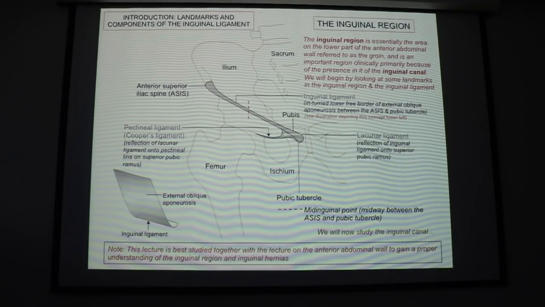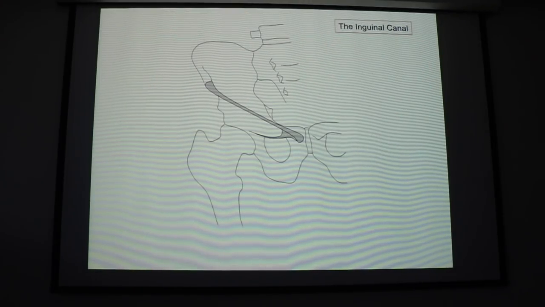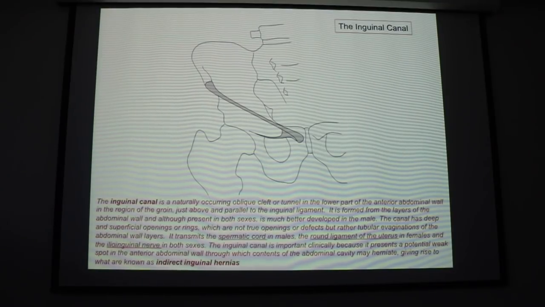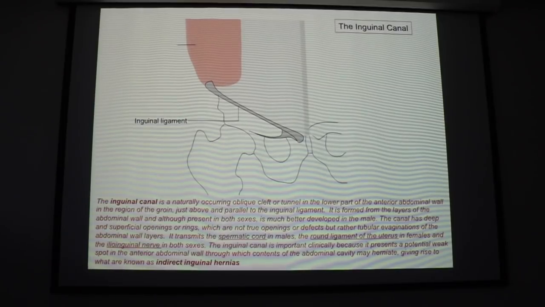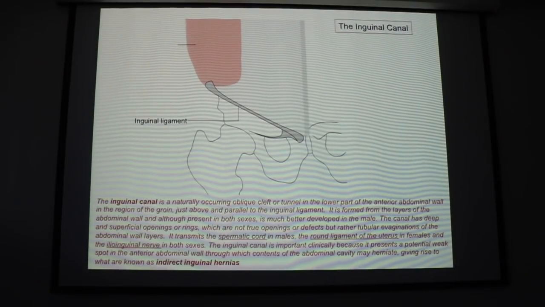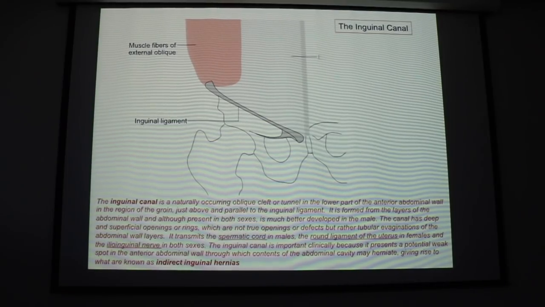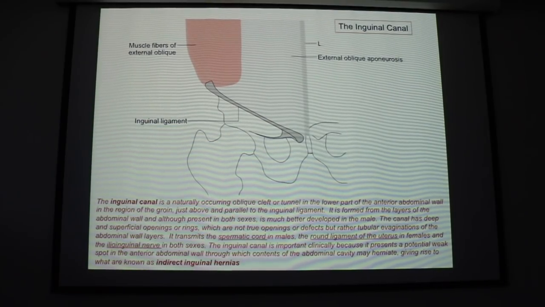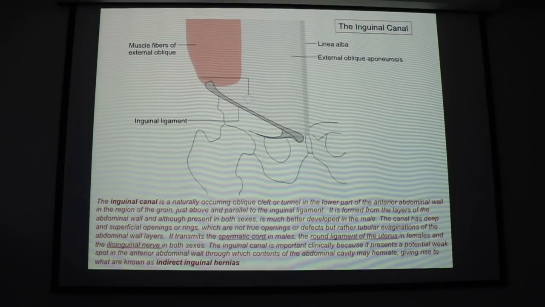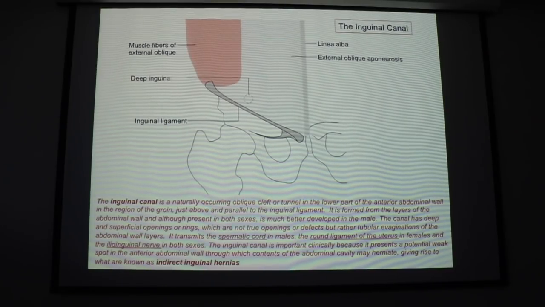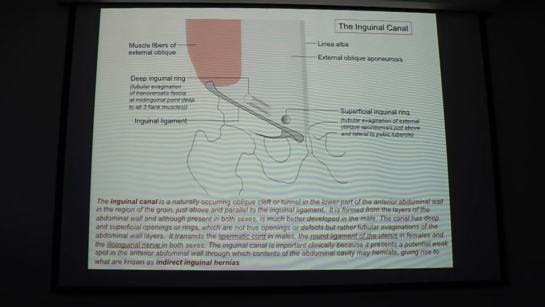Now, inguinal canal, inguinal ligament. Are we good with this picture? External oblique and its aponeurosis. Aponeurosis, linea alba, deep ring, superficial ring. They are connected, inguinal canal.